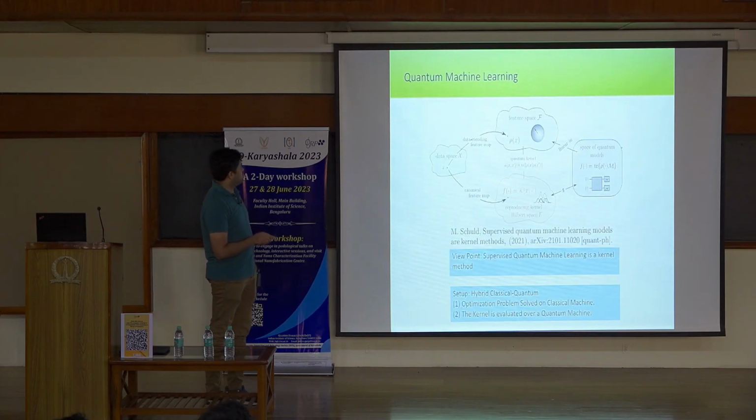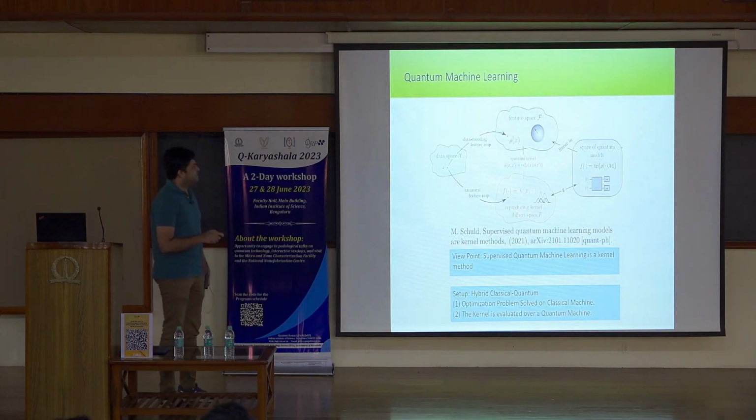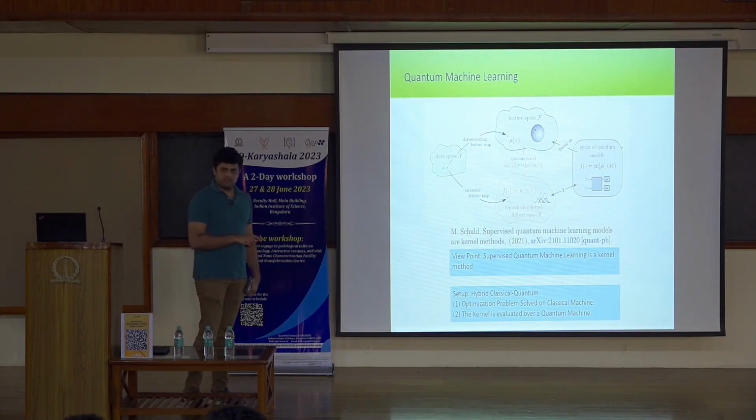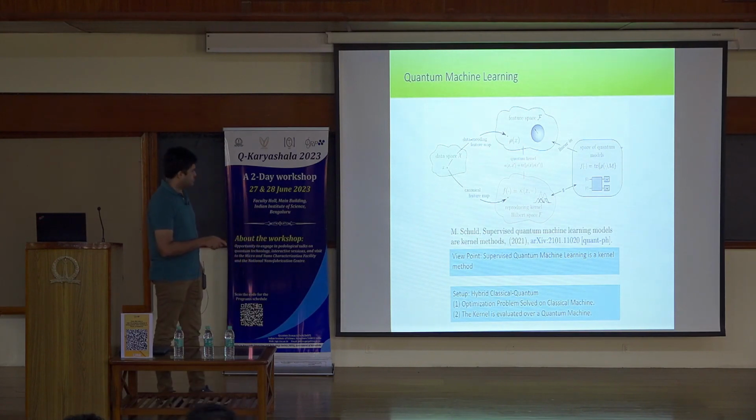Now we are switching gears, going into quantum machine learning. There's a popular view that supervised quantum machine learning is a kernel method. Whenever we talk of quantum machine learning, we are usually working in a hybrid setting, where the optimization problem is solved on a classical machine and kernel evaluations are done on the quantum machine. Let me stop here. Were there any questions for the previous portion? No? Great.